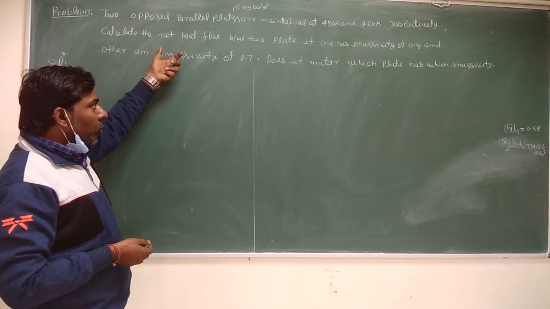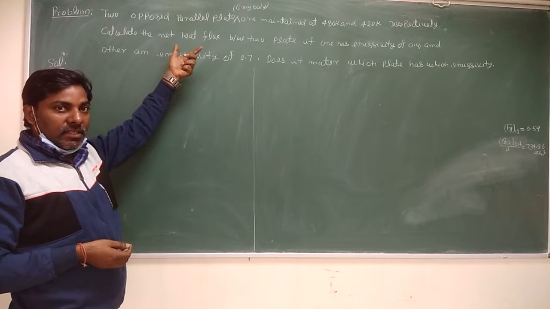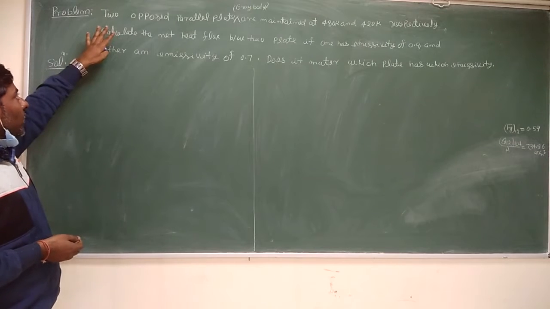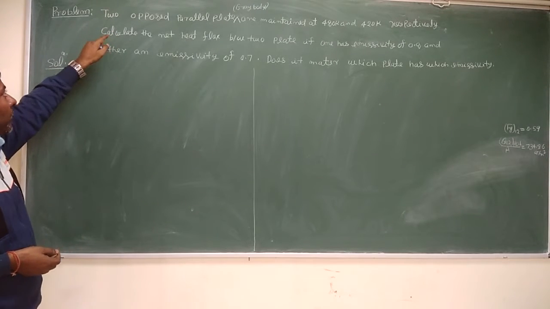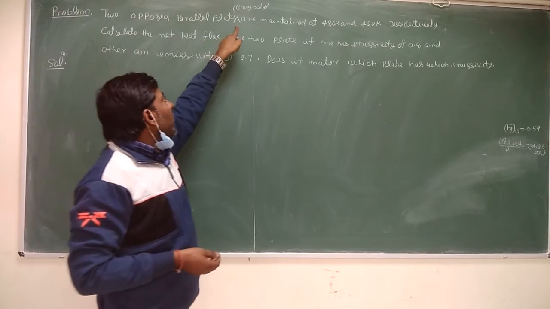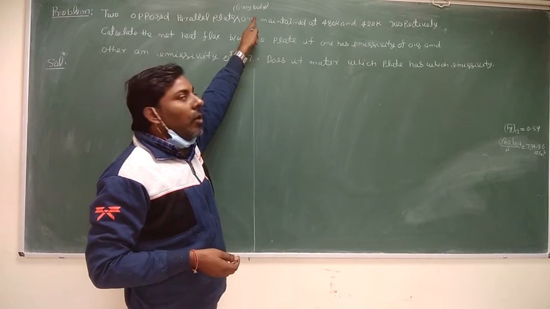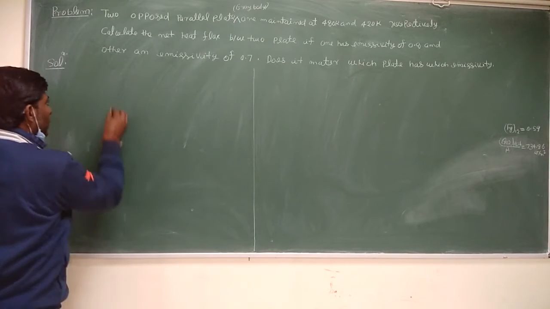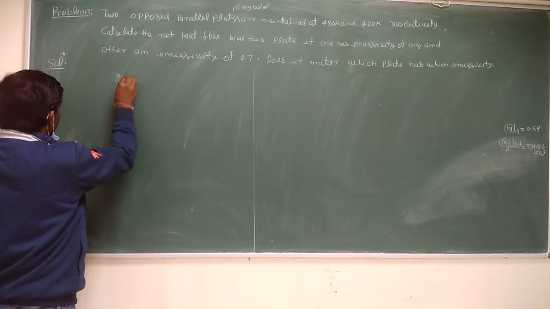So today we are going to solve one numerical problem on radiation heat exchange between two gray bodies. Let us see what the problem is. Two opposed parallel plates, and in the bracket they have given gray body. So these two plates are gray bodies.